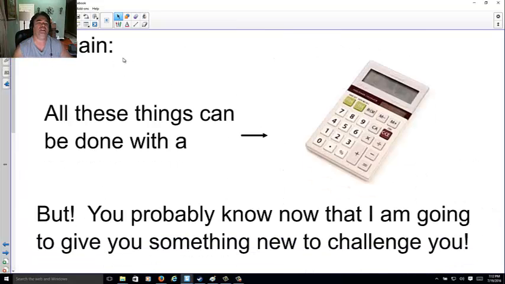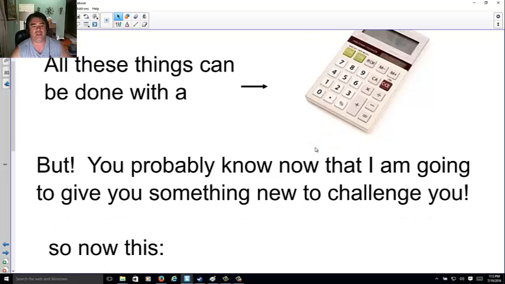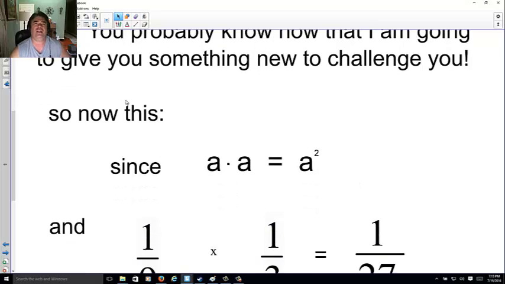Now again, all these can be done with a calculator. I know that, ABC button, I get it. But you probably know now that I'm going to give you something new to challenge you, because this is flipped class, so we're going to do something a little different. Take a look at this.